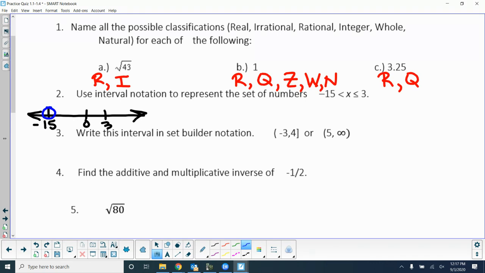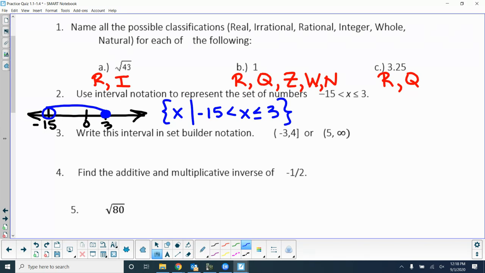We're not including it because we just have less than, right? What about the 3? What do I put on it? A closed one, because we are including the 3, right? And that interval is all the numbers in between there. So that would be a graph of that set. Set builder, you always start like this. You just start your set like that. And then you write an inequality. Well, they already gave us the inequality, right? So I just put that. And then close it off with a set brace.